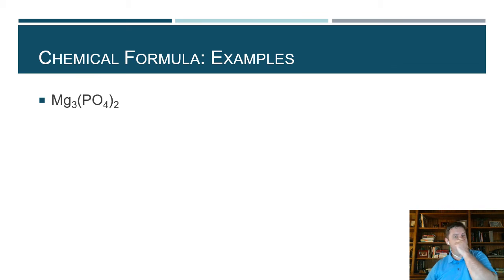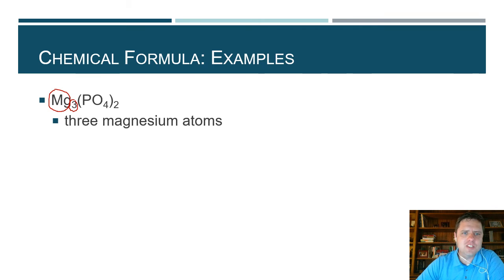What about this one? This is magnesium phosphate, Mg3(PO4)2. So how many magnesiums do we have? How many of these? Well, you should be looking right here at this number. We have 3 of them, right? And then how many phosphate groups do we have?